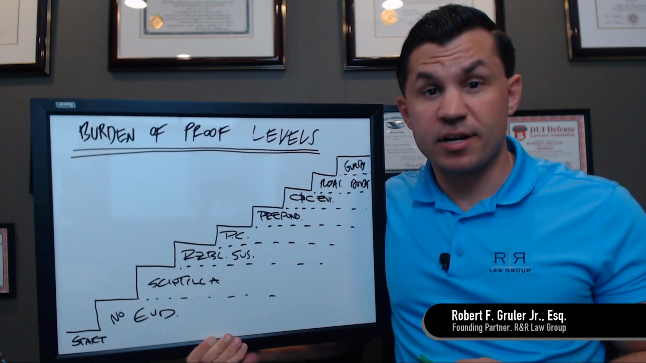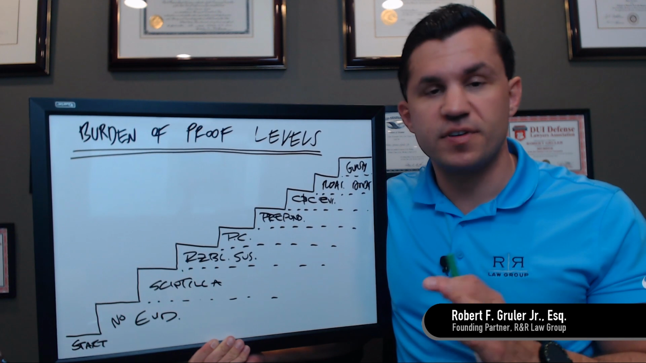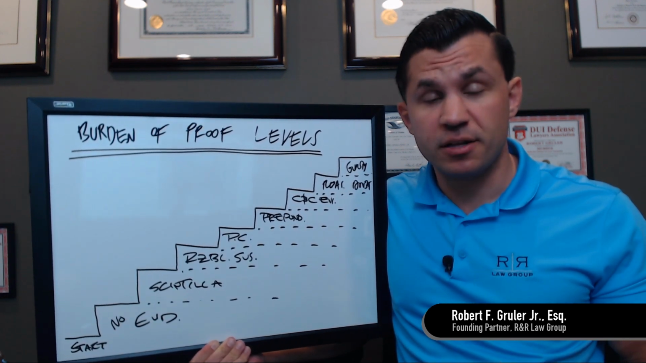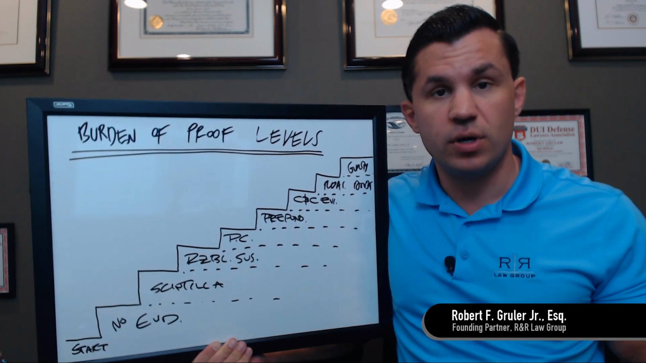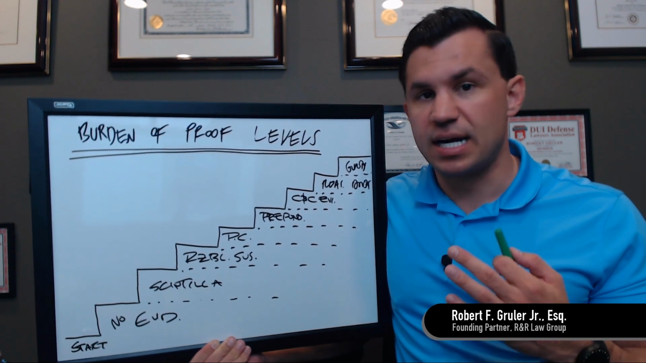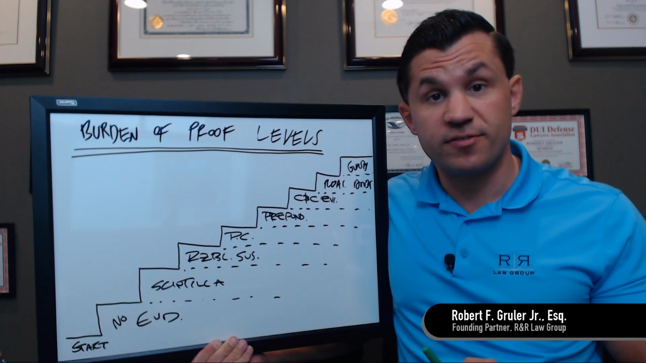In this video, we're talking about a very important concept, which is called a burden of proof. This is very important in criminal cases. It's something that you've probably heard about if you've ever watched a lawyer movie or a crime TV show. It's called beyond a reasonable doubt. It's the highest burden of proof that the government must meet in order to find somebody guilty.